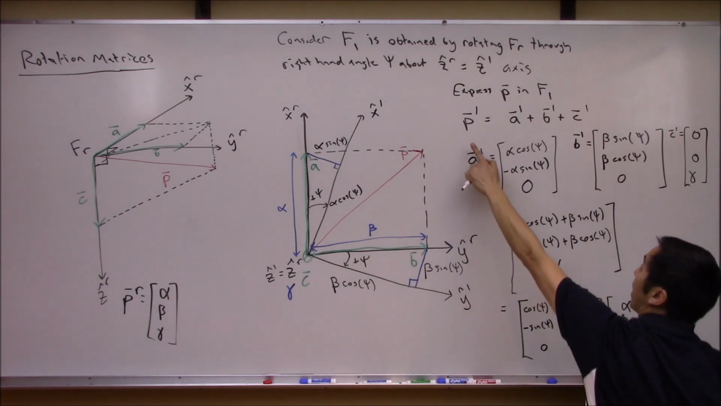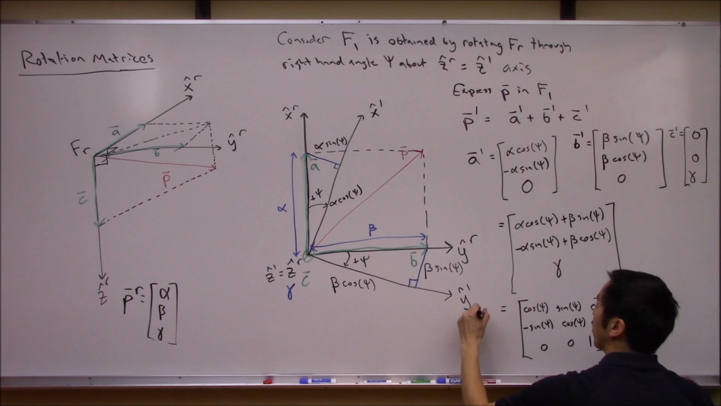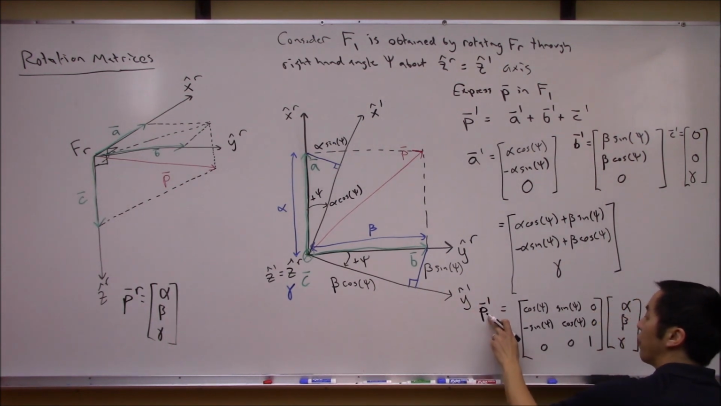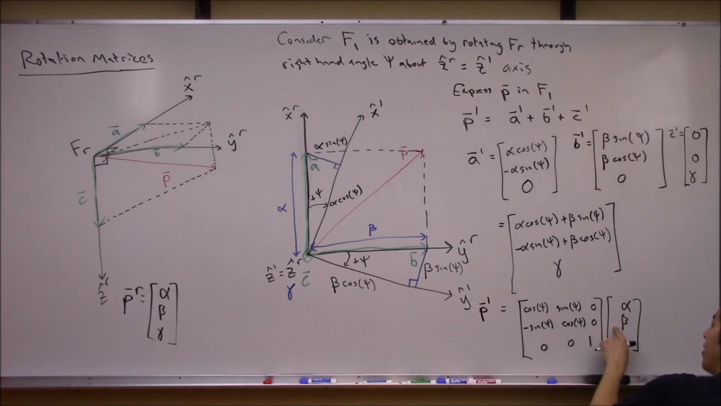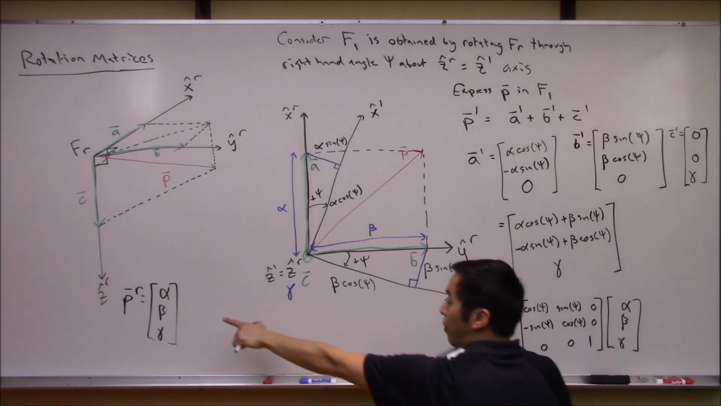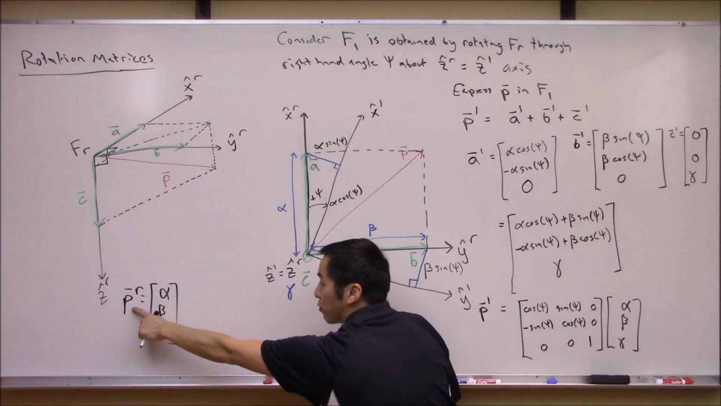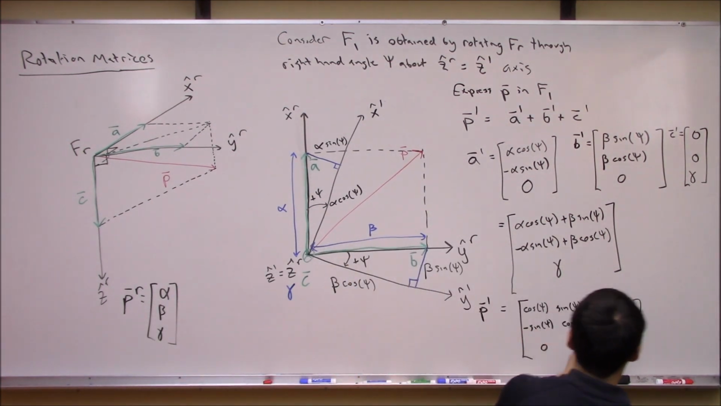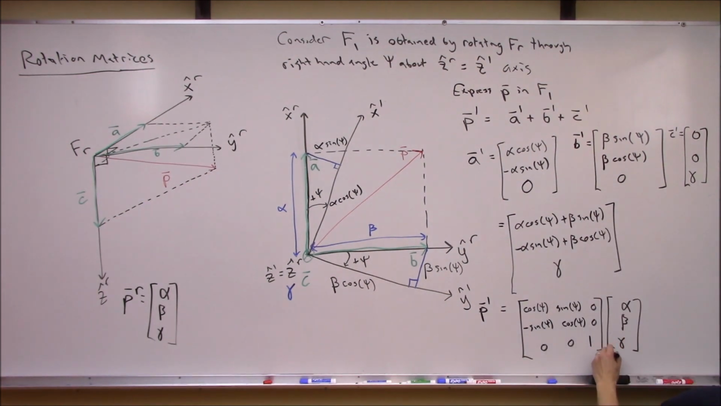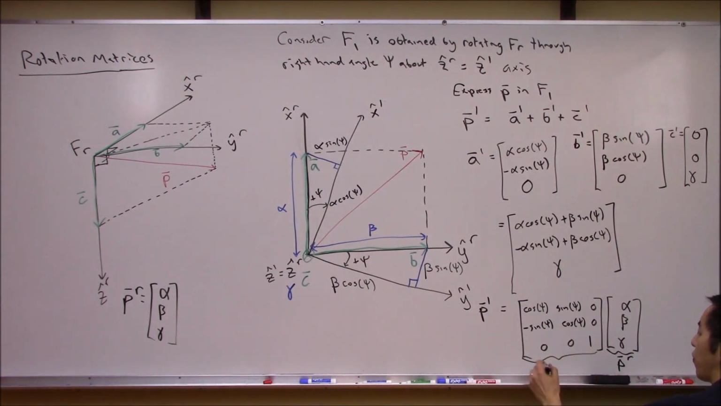And again, what's the left-hand side? The left-hand side is this up here. This is the vector p expressed in the 1 frame. Now, what is this vector over here, alpha, beta, gamma? Well, that's what we boxed up and saved earlier. So alpha, beta, gamma is the vector p expressed in R. And this 3 by 3 matrix here is referred to as your rotation matrix.